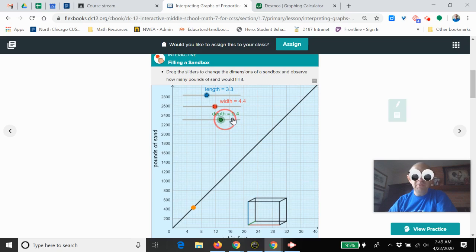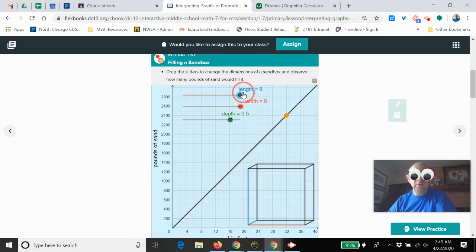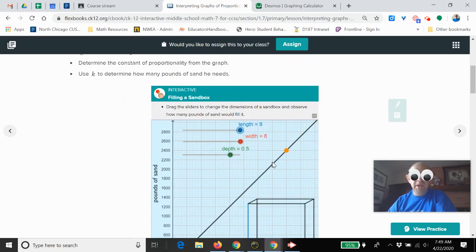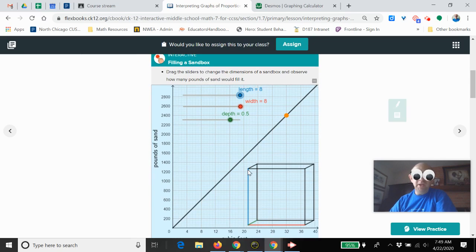So if our sandbox was 6 inches, that would be a half a foot. And the width was 8 feet and the length was 8 feet. Then the volume, right? Length times width times depth would be 8 times 8 times a half. So 8 times 8 times a half is 32.